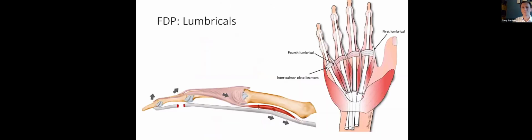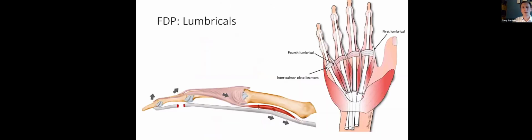Zone 3 is in the mid-palmar region, otherwise known as the lumbrical origin region, and this is where the lumbricals come off the radial side of the tendons. And zone 4 is under the carpal tunnel, and zone 5 is proximal to the carpal tunnel.